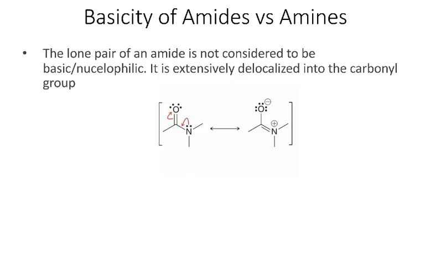Okay, and one final note on this video on the properties of amines is comparing the basicity of amides to amines. So as we've talked about, amines are generally pretty good bases. Amides are not particularly good bases. The reason being, in an amide, there's significant contribution from this resonance structure, and so the lone pair is delocalized between the oxygen and the nitrogen, and so it's really not available to act as a proton acceptor. And so while amines are good bases, amides tend not to be.